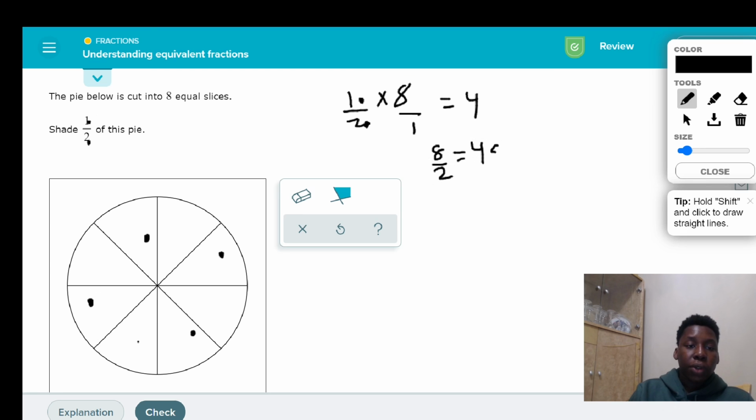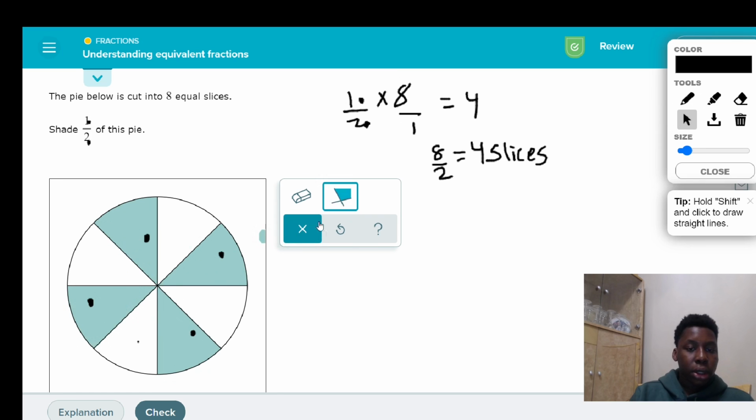So that means we're going to have to shade 4 slices of the pie. Okay, so this is slice 1, slice 2, slice 3, slice 4. As long as there are 4 slices, we're good. Okay, so shade the slices, and check.